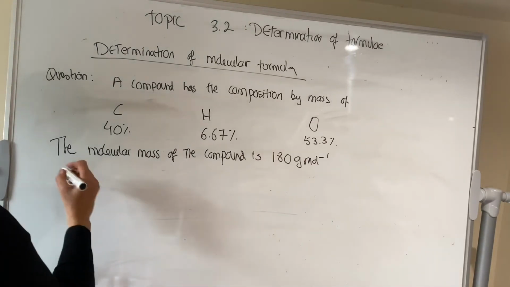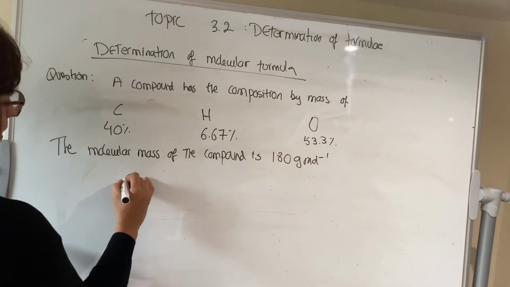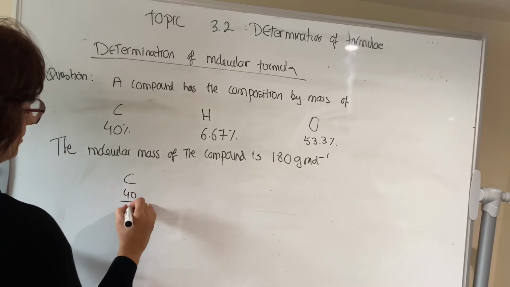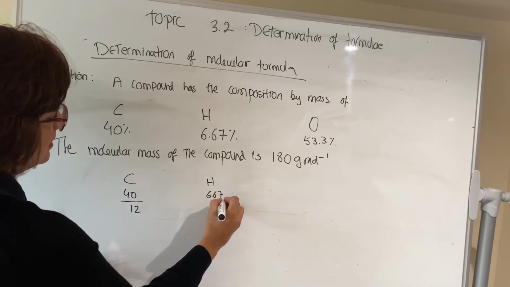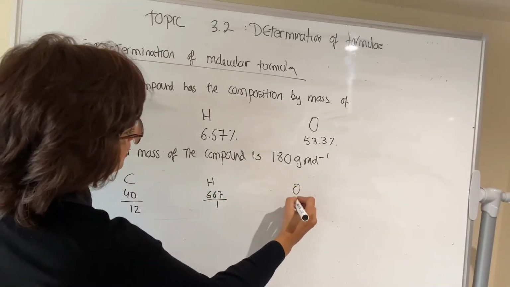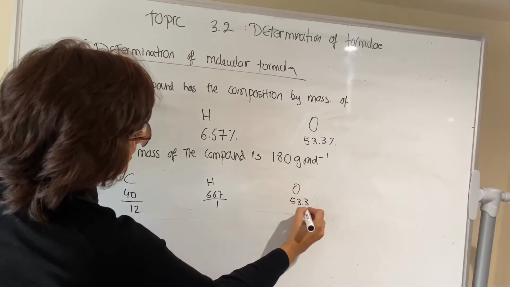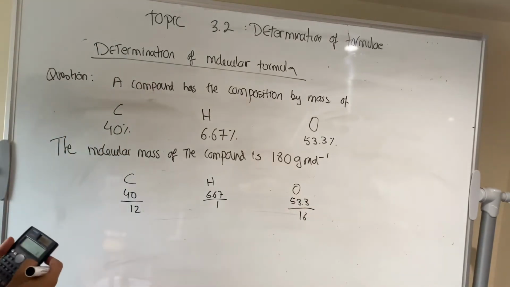So first thing you do, you have to work out the empirical formula. So for carbon, you've got 40 divided by 12. Hydrogen is 6.67 divided by 1. Oxygen is 53.3 divided by 16. So you work out those calculations.